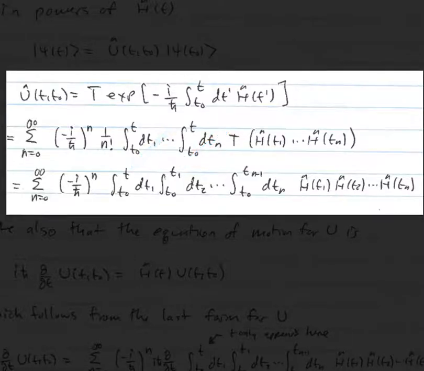If you look carefully at that, tn is always the earliest time, and t_{n-1} is the next earliest time, and t_{n-2} is the next earliest time, and so forth. So that's what a time-ordered product means.